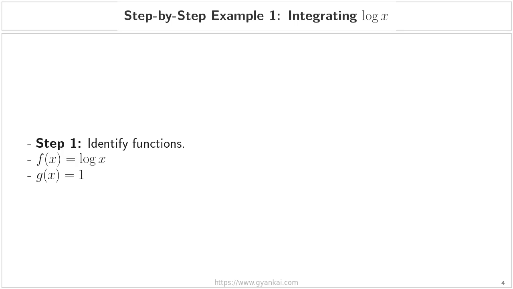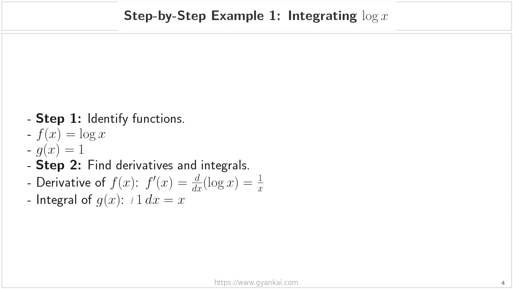Step 1, identify functions. As we decided, we're going to treat the logarithmic function as our f of x. So, f of x equals log x, and to make things work nicely, we're setting g of x equal to 1. This is where that hidden one comes in. It simplifies the integration process.